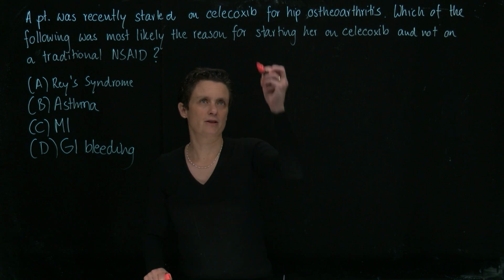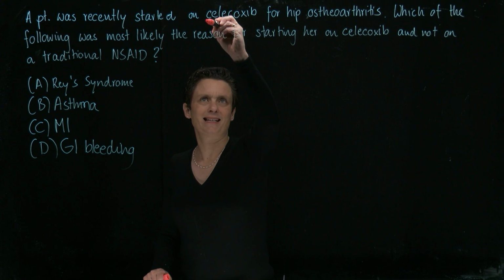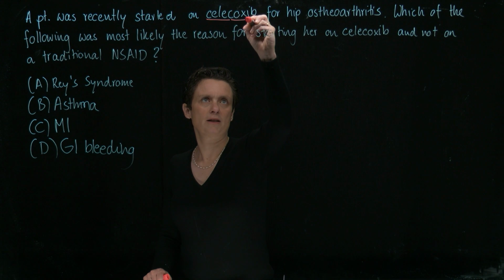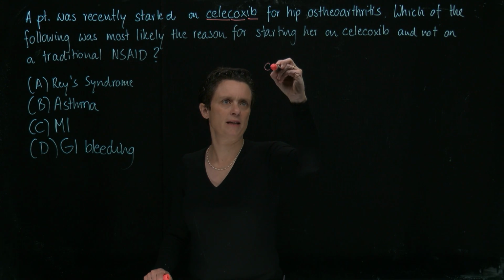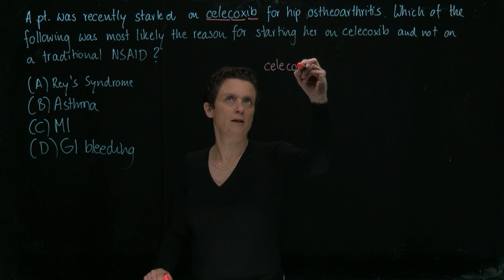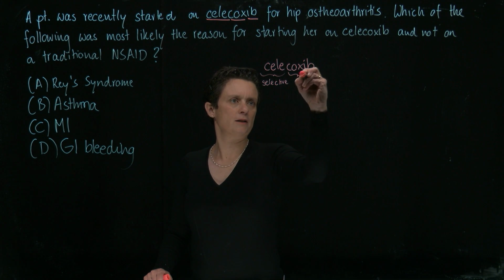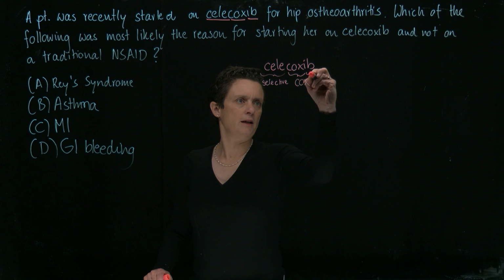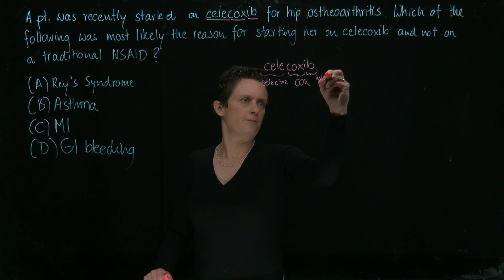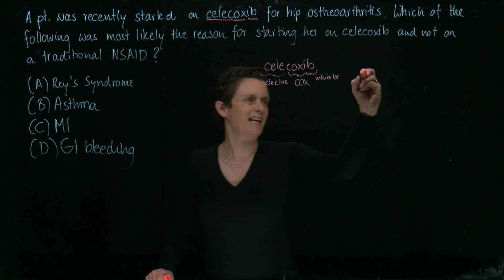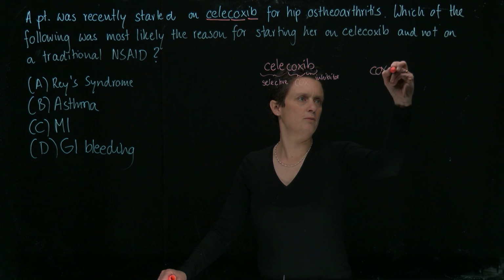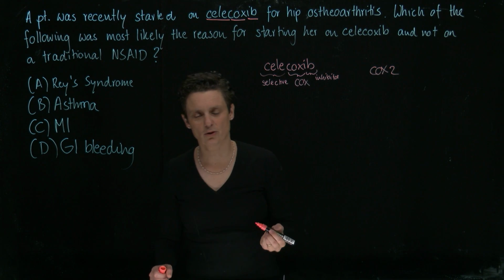So what is Celecoxib? Let's start with that. So it's a selective COX inhibitor. So that's what the name says. Celecoxib. Selective COX inhibitor. Selective for COX-2. And you probably know there's COX-1 and COX-2.